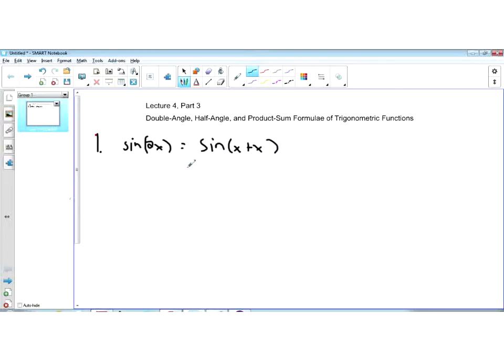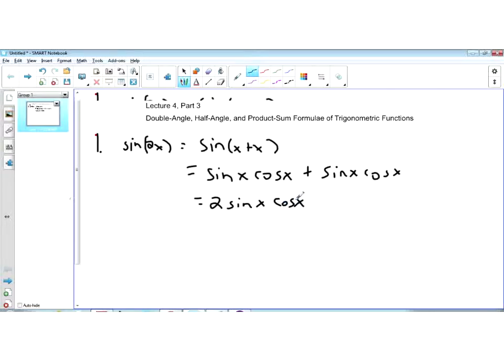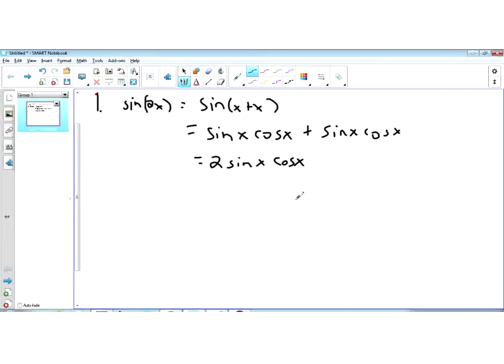All right, and then we just invoke the sine of a sum from the previous lecture. So this would be the sine of x times the cosine of x plus the sine of x times the cosine of x. Okay, and that's equal to 2 sine x cosine x, right? So that's the double angle formula for sine 2x. Not a bad idea if you memorize this.